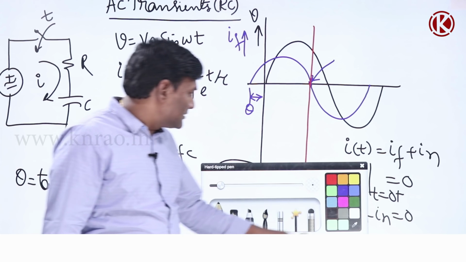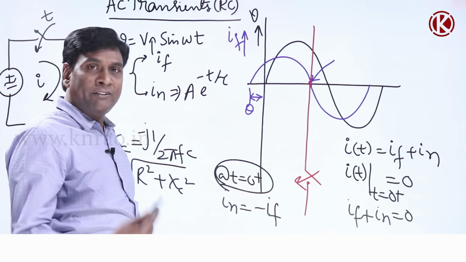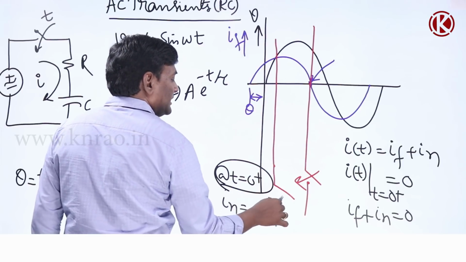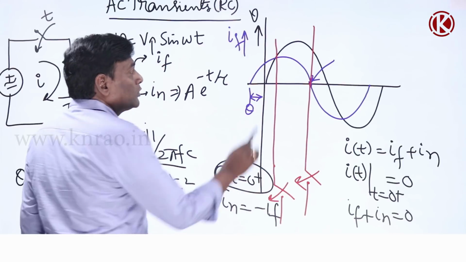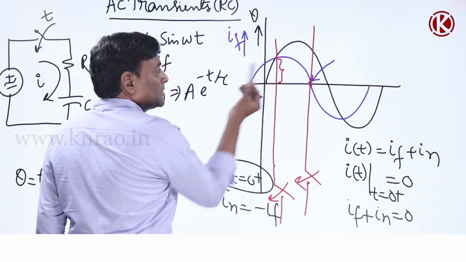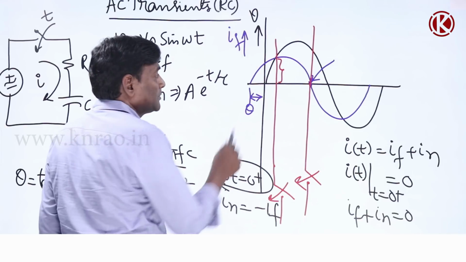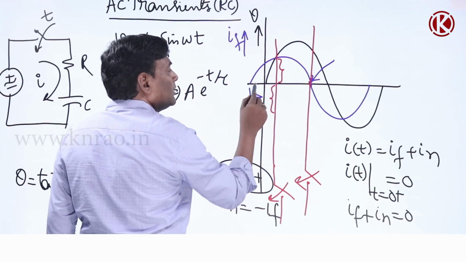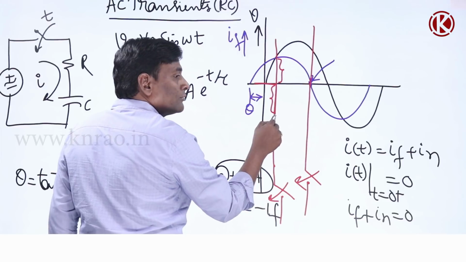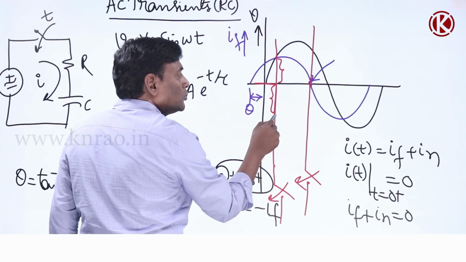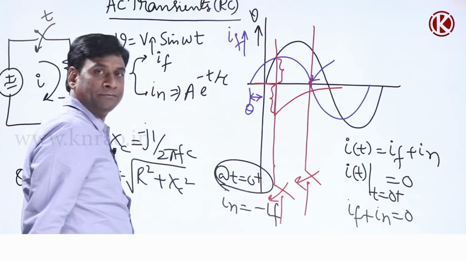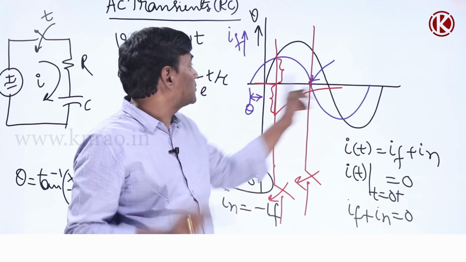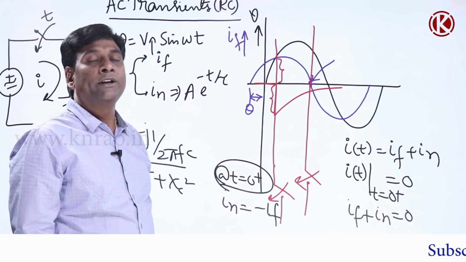As we discussed in our previous RL network also, for example, if I close the switch here, forced has this much value, the steady state current has this much value, so forced plus natural should be 0. So natural should be of the same value. Is the natural response first order or second order? First order. So natural response will decay exponentially. If I close the switch here, the blue is the forced response, black is the voltage source.